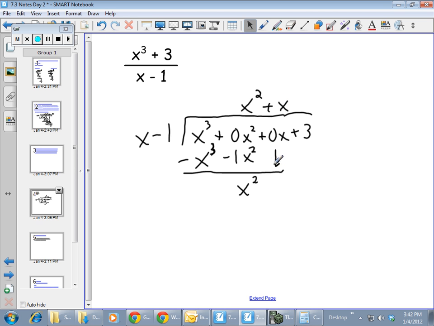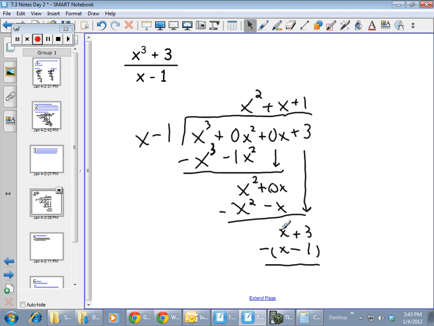Oh, I forgot to drop down this 0x. Okay, so x times x is x squared. x times negative 1 is negative x. We subtract. These cancel out. 0x minus negative x is positive x. Then we drop down the 3. And so what we would put up here so that we get x is just plus 1. 1 times x is x. And 1 times negative 1 is negative 1. So x minus x is 0.